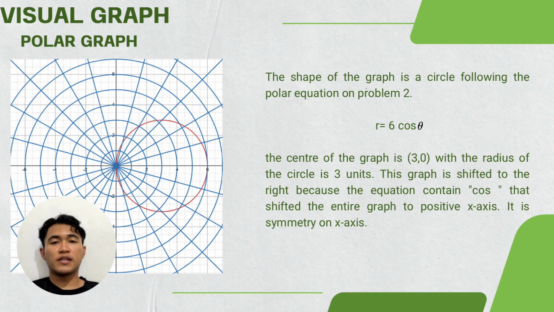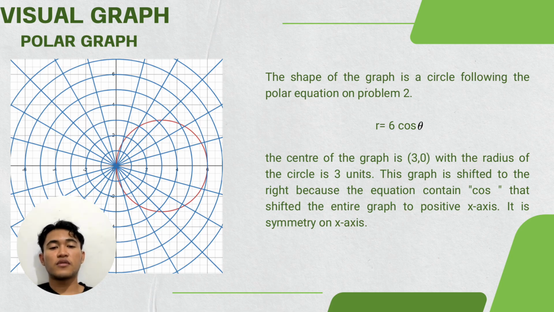Now we are at the second example of the polar graph. As you can see here, we only have one circle-shaped graph. The shape of the graph follows the polar equation from problem 2 from the previous part, or this is the equation r equal to 6 cos theta. The center of the graph is at (3, 0), with the radius of the circle being 3 units.